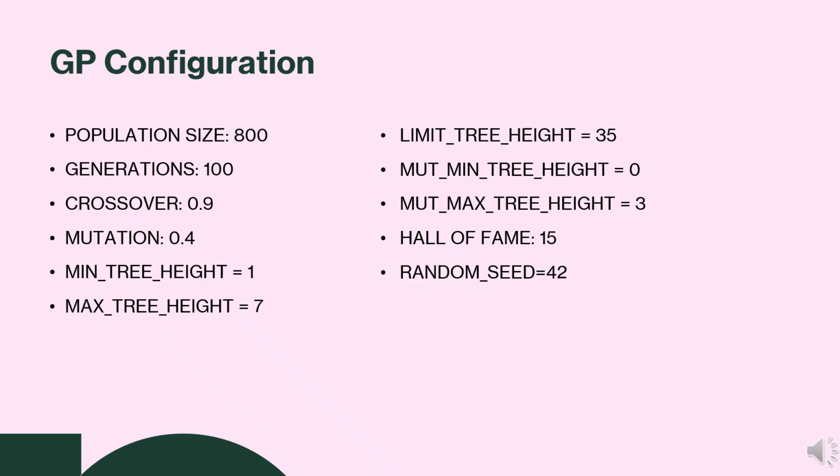In this part, I will explain the configuration settings we used for the genetic programming model. These parameters define how the algorithm evolves solutions, and directly influence its performance. Let's look at the key settings we used.